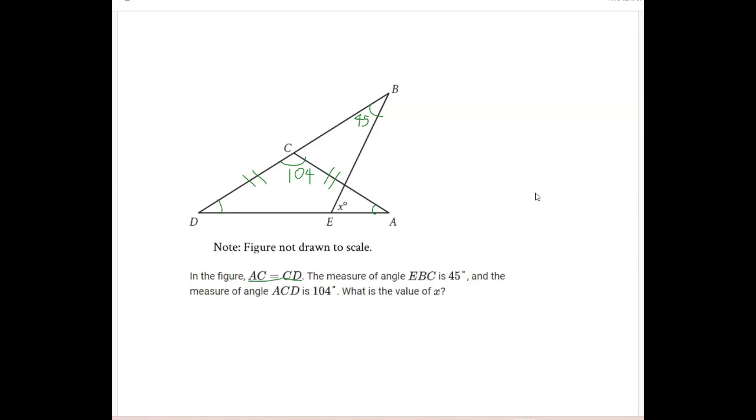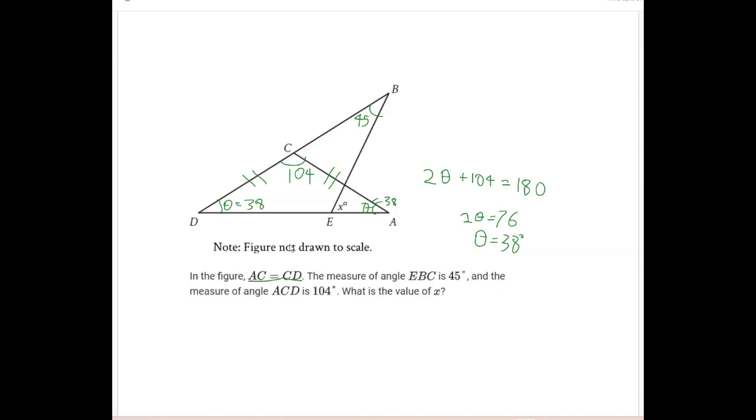So I'm going to go ahead and say that these two thetas are the same. So 2 theta plus 104 is equal to 180. 2 theta is equal to 76, and theta is equal to 38. So we know that this is 38 and this is 38.